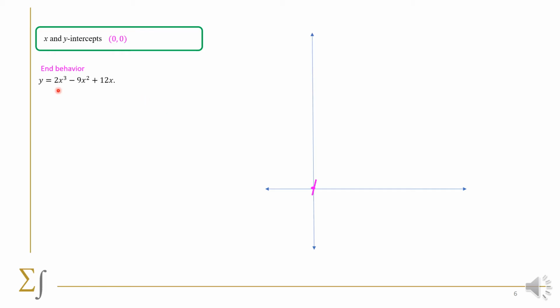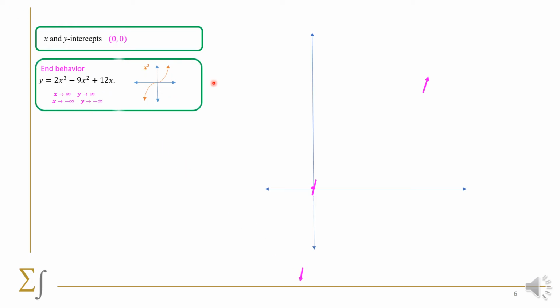So here we put the function in front of us. We see that the leading term is 2x cubed. So we are talking about x cubed. This is the curve of x cubed when we have the leading coefficient positive. So as x goes to infinity, y goes to infinity, and we represent this on our graph by this end terminal. We put this going to infinity as x goes to infinity, and also as x goes to minus infinity, y goes to minus infinity. Here comes the end terminal of our curve.